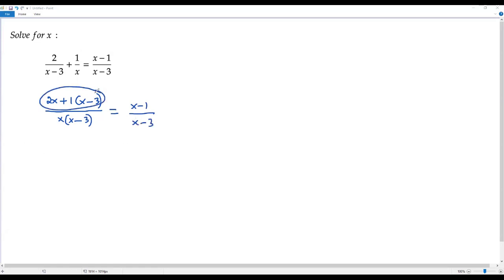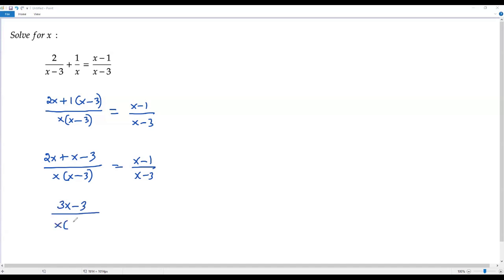Okay, now let's do some simplification. We get 2x. We can distribute positive 1 to x and negative 3. So when I do so, I'm getting x minus 3 over x times x minus 3, equals x minus 1 over x minus 3. Now when I combine these 2x and x, I'm getting 3x minus 3 over x times x minus 3 equals x minus 1 over x minus 3.